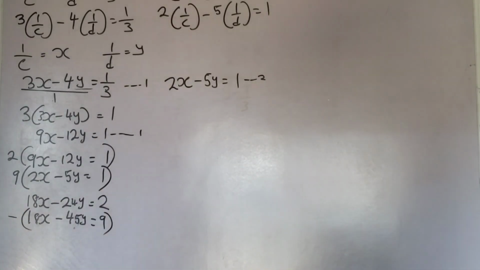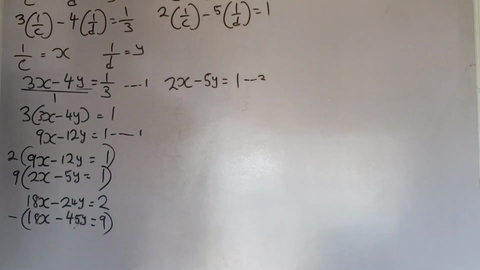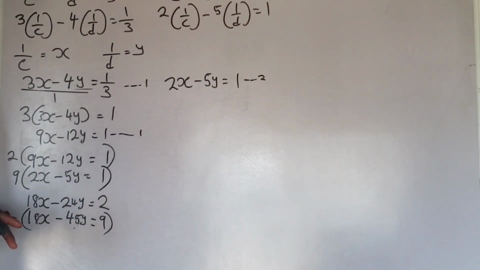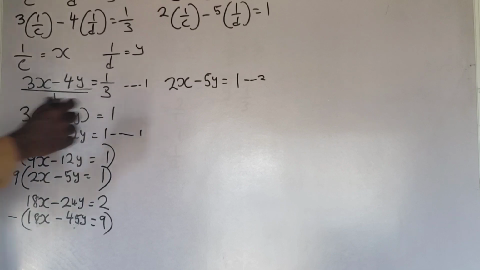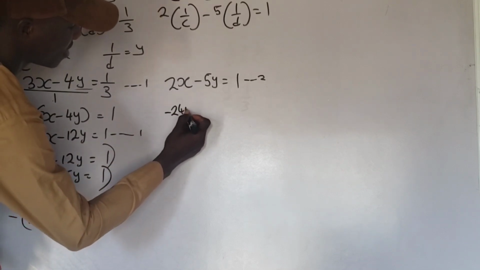For this, I'm going to have this minus this. If you were part of our previous class, this one is simple. You should be able to solve this without stressing yourself. 18x minus 18x, so I've already eliminated x. Now, I'm left with what? Negative 24y minus 45y.